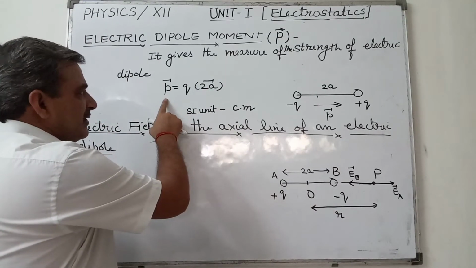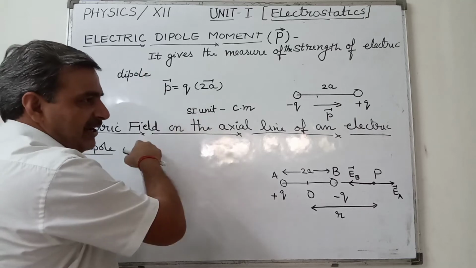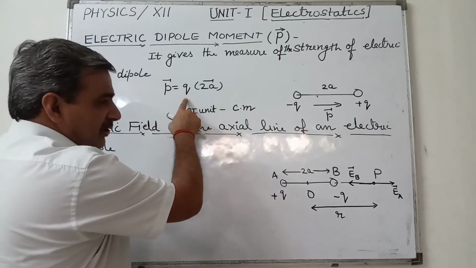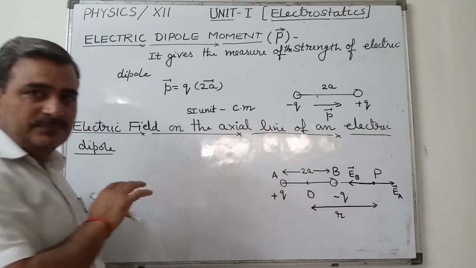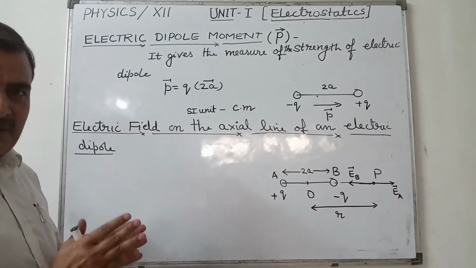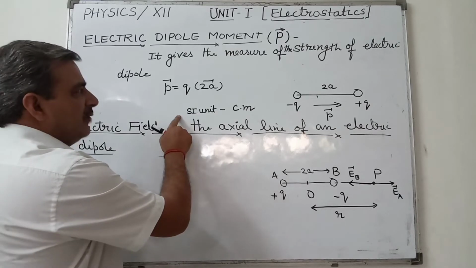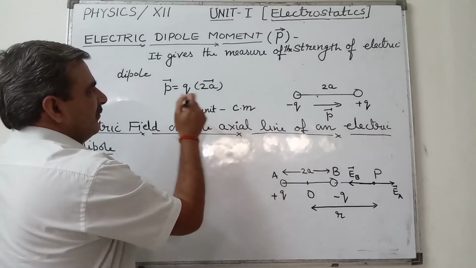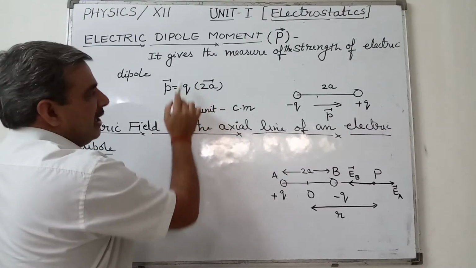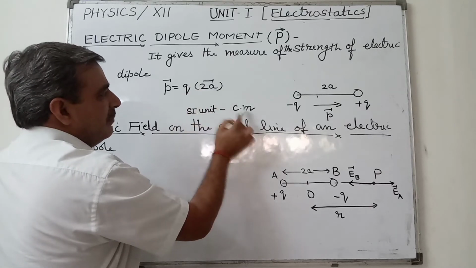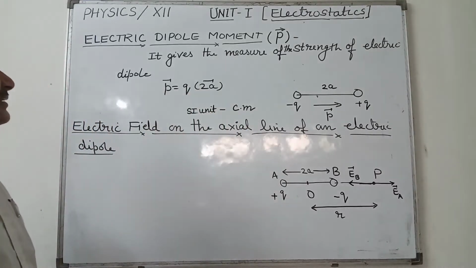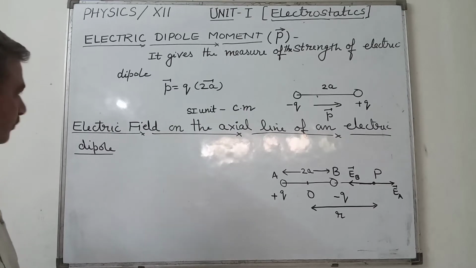So you can define electric dipole moment as the product of either of the charges and the distance between them. Either of the charges and the distance between them. So you have Q into 2A. If we think about the unit of this dipole moment, you have coulomb meter. The unit of charge is coulomb and the unit of distance 2A is meter. So you have coulomb meter as the SI unit for electric dipole moment.